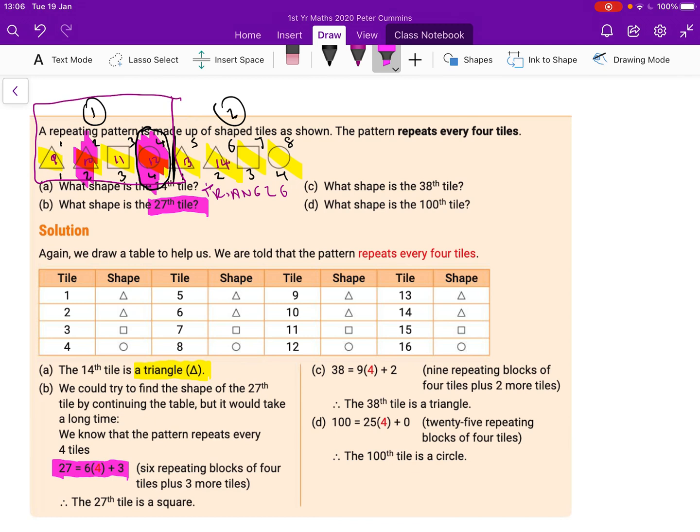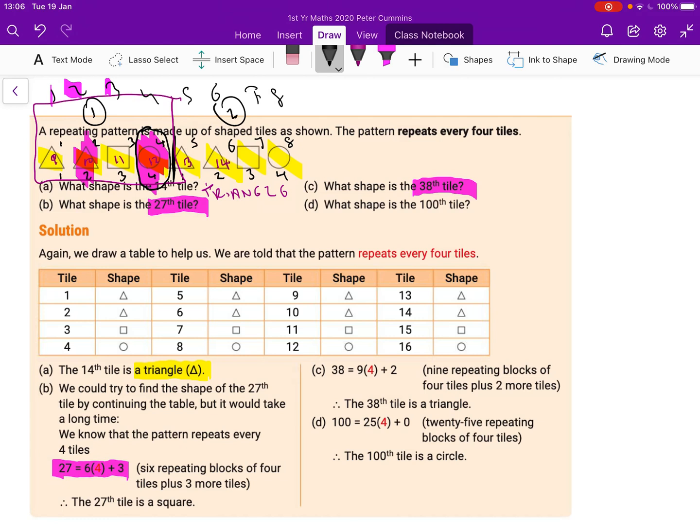The same, we go over here and we have a look at the 38th tile. And you're going to say, right, well, how far do we have to get up to get as far as 38? Now, you could do the counting. You could say, right, 1, 2, 3, 4, 5, 6, 7, 8, and count to get up as far as number 38.